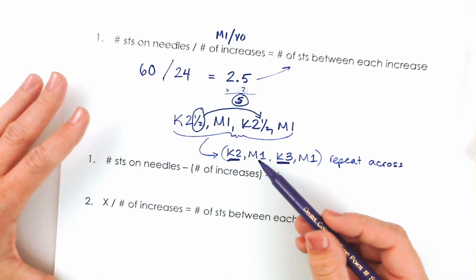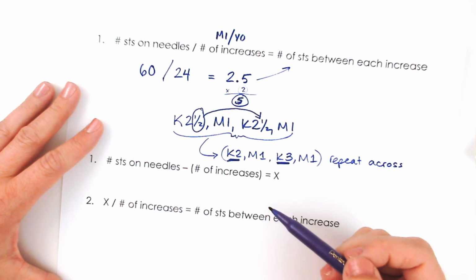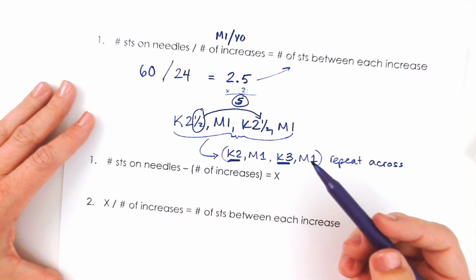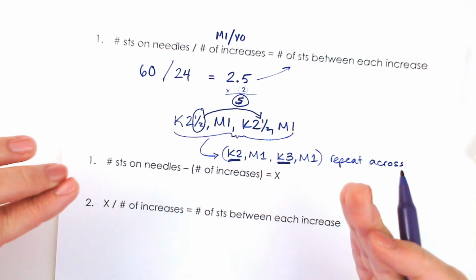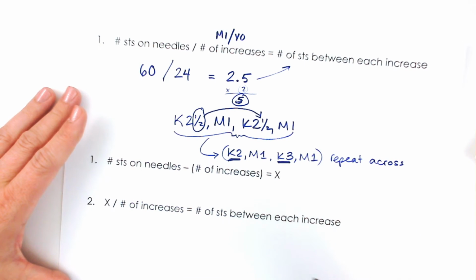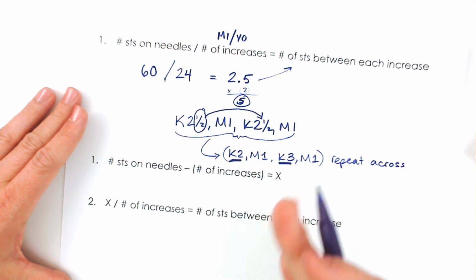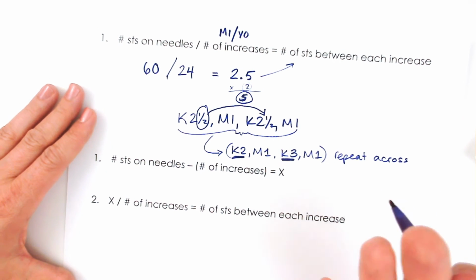Sometimes they're wacky, it's like a 0.333 or something like that. You can do your best to just fudge it in. A 0.333 would mean that every third increase has an extra stitch.